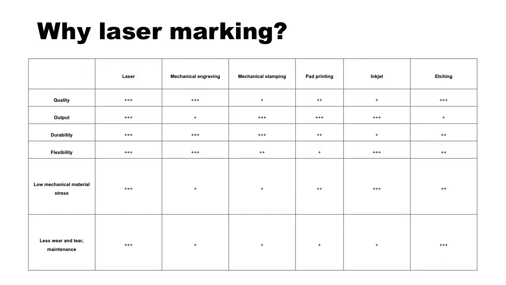So why laser marking? Marking with a laser is superior to most other means of marking, such as mechanical engraving, stamping, printing, inkjet, or etching, because it is usually faster and higher quality. It typically gives you a much easier, faster, higher quality result than most other options. In this chart, you can see the difference between marking with, say, pad printing versus the quality, output, durability, and flexibility of laser marking. It is the ideal marking solution for many, many types of applications.